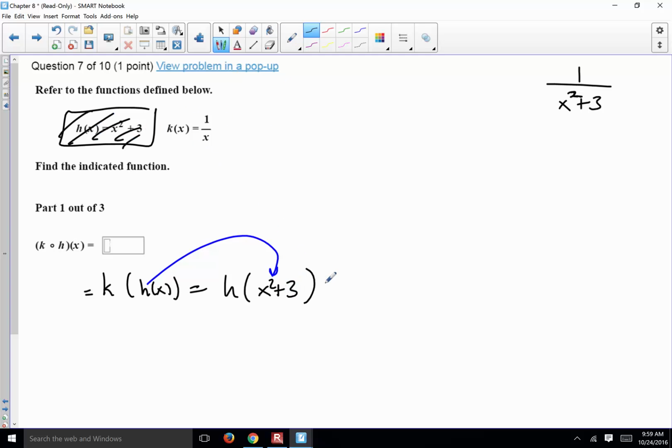Go to the second one. In the second one, empty out all spots with x's. Oh, good news, it's only one spot. So empty it out and put what back in? This is it: x squared plus 3. And we're done. We're already there.